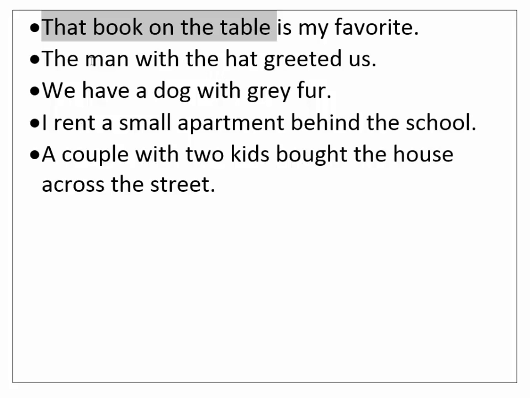And the prepositional phrase can occur with any noun phrase. It doesn't have to be a subject noun phrase. It could be in other positions in the sentence too, like we have a dog with gray fur. Again, with gray fur specifies which dog. Or in an example like, I rent a small apartment behind the school. The apartment's behind the school. And here we see small, another modifier, going as well. Or prepositional phrases with noun phrase subjects and noun phrase objects. So a couple with two kids bought the house. Which house? The house across the street.